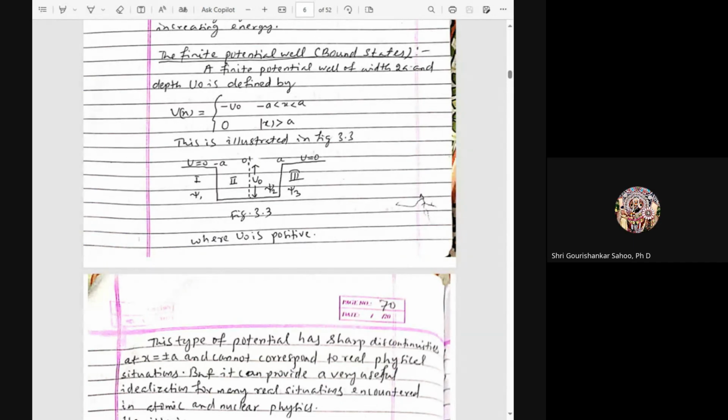So after discussing how to solve different physical problems using the Schrodinger wave equation, let us discuss specific cases.